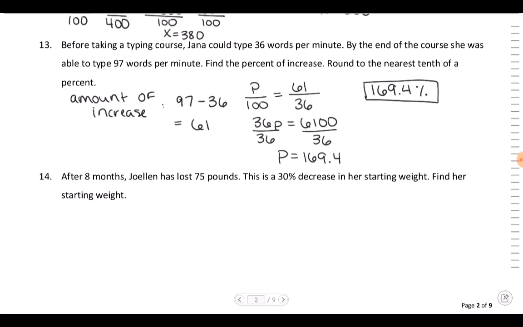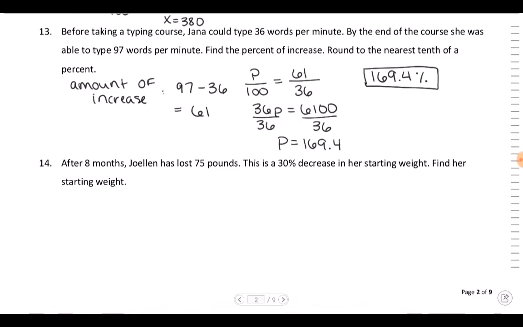That's the percent increase. After 8 months, Jo Ellen has lost 75 pounds. This is a 30% decrease in her starting weight. Find her starting weight. Okay, so we need to find the amount of the decrease, which we do know. It says she lost 75 pounds, so that is the amount of the decrease, right? And it says this is a 30% decrease in her starting weight. So we need to know the original weight.